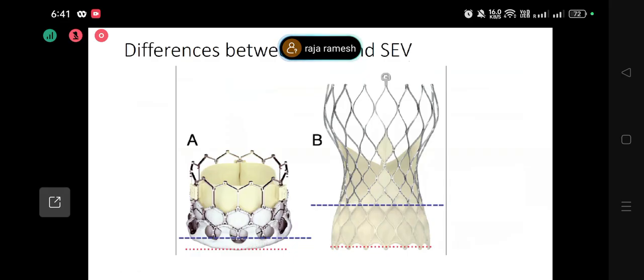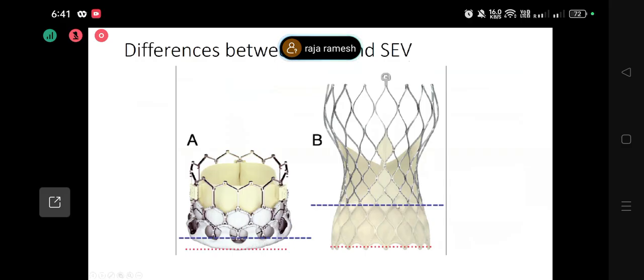made up of bovine pericardium, and we can see the red mark is the annulus level, and there will be a lot of cells. This blue dot is the position of the leaflets, the transcatheter valve leaflets. So we can see the distance between the annulus and the position of the leaflets. So it is the supraannular position of the leaflets.